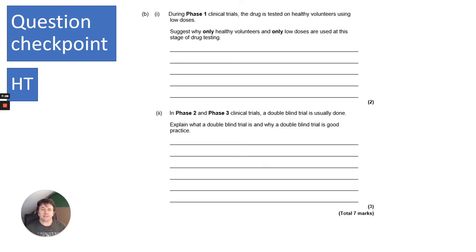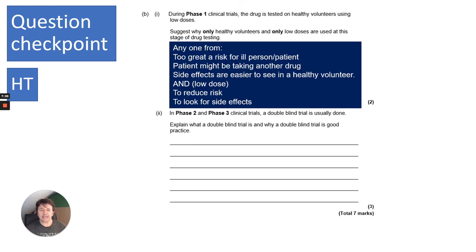Okay, B, so again, I'd like you to pause, read and answer in 3, 2, 1. Okay. So during phase 1 clinical trials, the drug is tested on healthy volunteers using low doses. Suggest why only healthy volunteers and only low doses are used at this stage of drug testing. So there are 2 marks here.